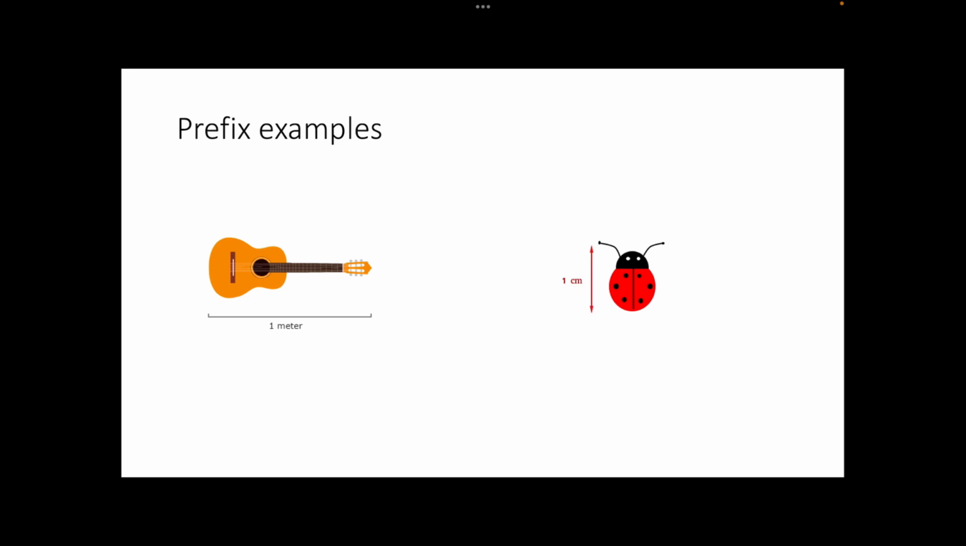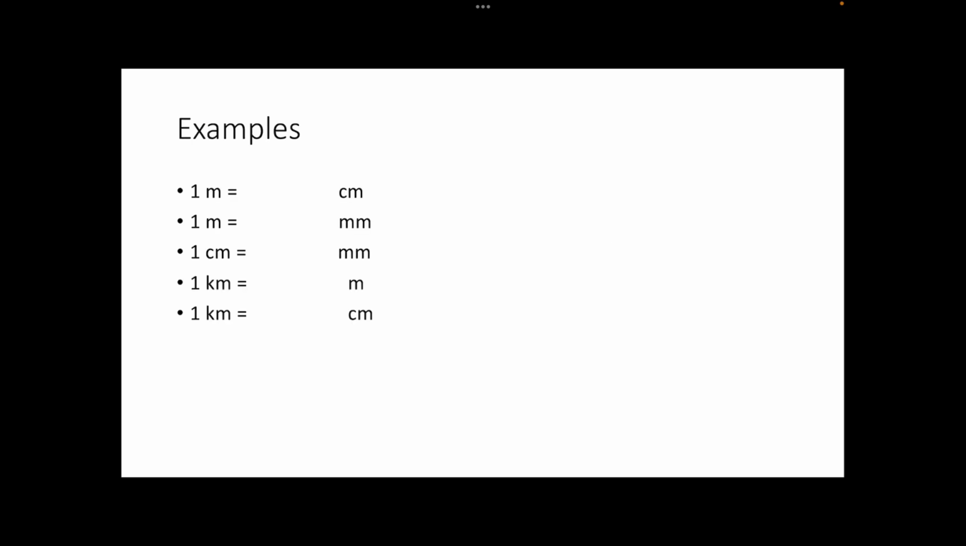So here's some examples. A guitar is approximately 1 meter long, where a ladybug is 1 centimeter. So those are kind of the different sizes we have there. So let's look at some examples of just going between the two. We're not going to do conversions yet, but we will be doing those next unit.